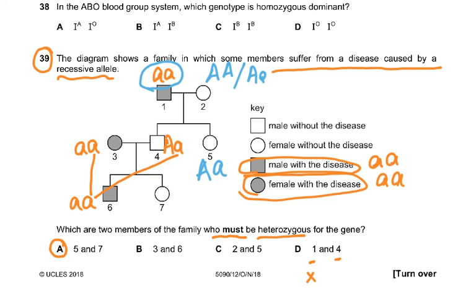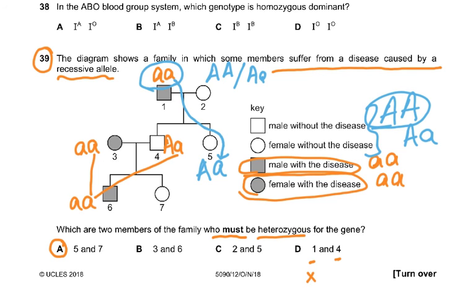And I told you that the male without the disease or the female without the disease, these people have to be either big A, or big A, small a. So 5 definitely has to be heterozygous, because she gets this a from the dad, and a big A, because the 5 doesn't have the disease. So 5 has to be big A, small a, or big A, but it can't be big A, because the father has small a, small a.